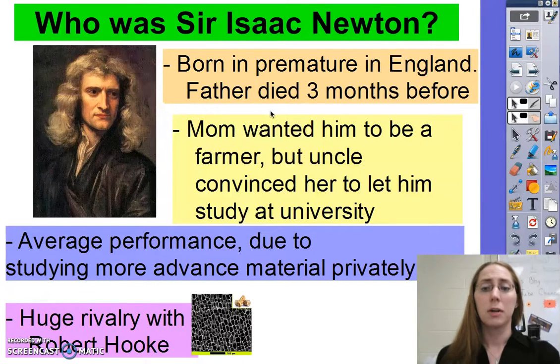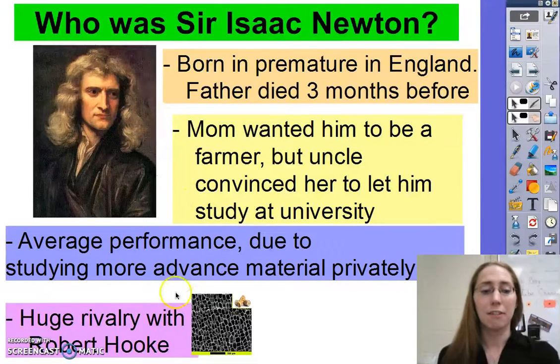In his teens, his mom came back into his life and started working for him to become a farmer. But Sir Isaac Newton found farming a little boring, and his uncle saw his academic potential and his scientific curiosity, so he convinced her to let him go study at university. When he was at university, initially, he just did average. But it wasn't because he wasn't doing things. On his own time, instead of studying for the classes he was taking, he was studying more advanced material, writing notes, having questions, and trying to figure out more advanced material.